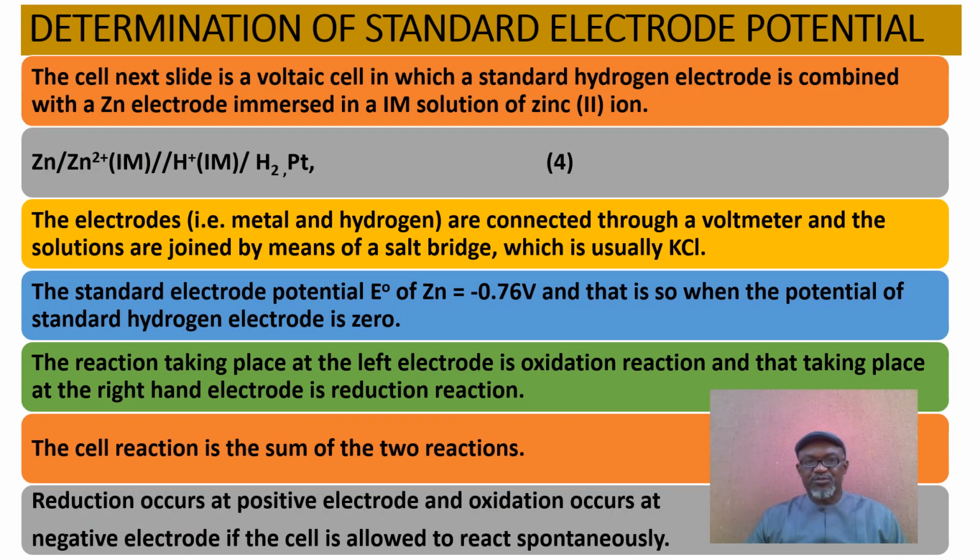Determination of standard electrode potential. Remember we said that the standard hydrogen electrode is used for determination of standard electrode potential.